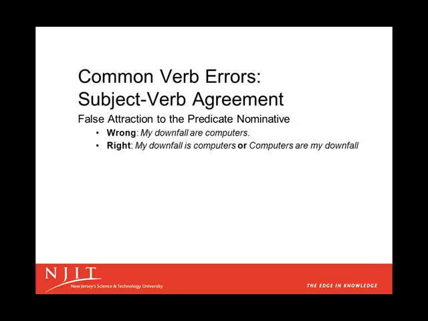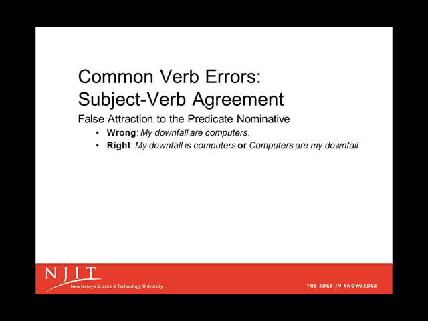For example, a common but grammatically incorrect sentence is, my downfall are computers. To correct this, you can change the number of the verb. My downfall is computers, although this may sound awkward to some ears. A better approach is to rework the sentence to, computers are my downfall.